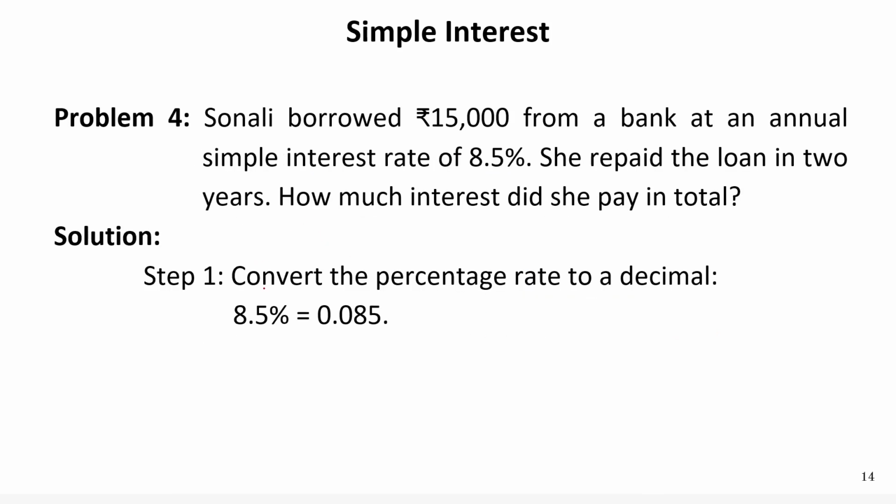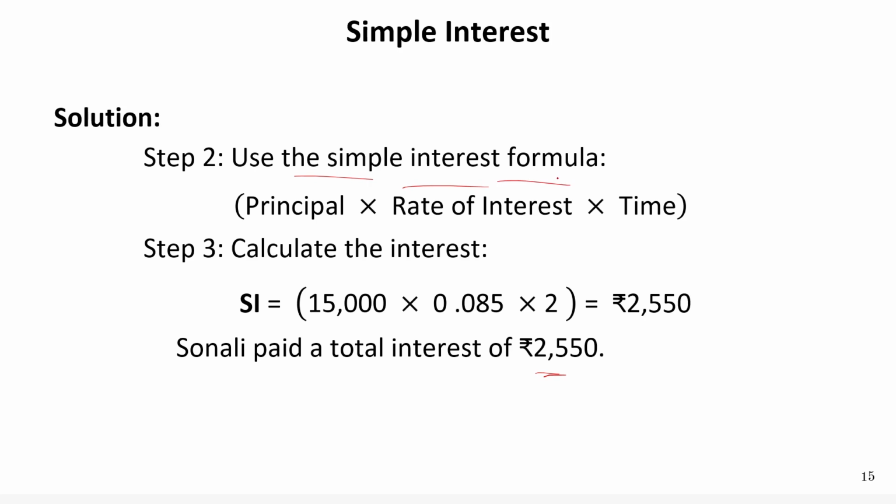So here what they did is they converted the percentage rate to a decimal, that is 8.5% is equal to 0.085. So using the simple interest formula, that is principal into rate of interest into time, then calculating the interest, 15,000 into 0.085 into 2 is equal to 2550. So Sonali paid total interest of 2550.